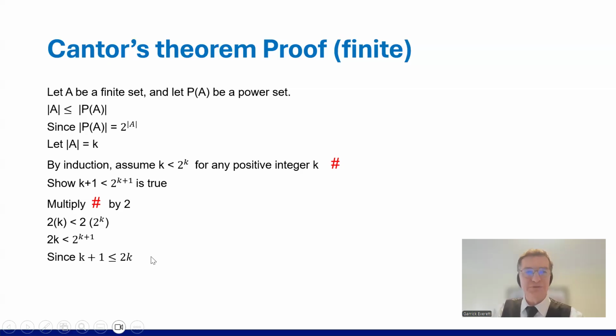K is just increasing 1, 2. So if K was 1, 1 plus 1 is 2. 2 times 1 is 2. So it's equal. If K is 2, 2 plus 1 is 3.